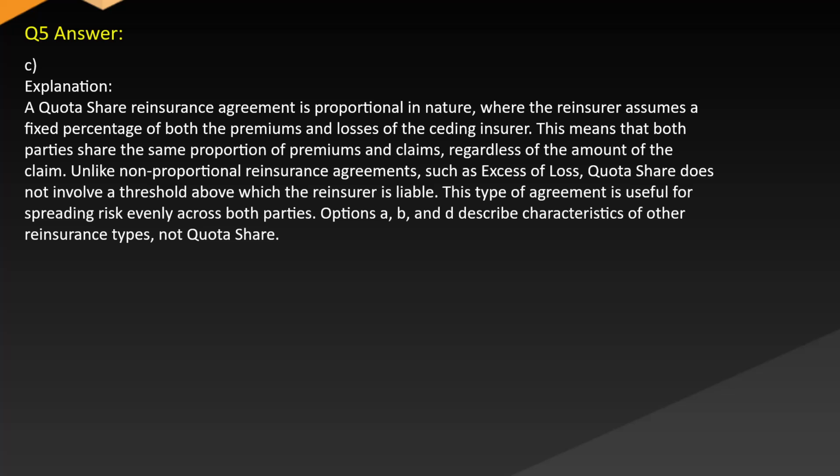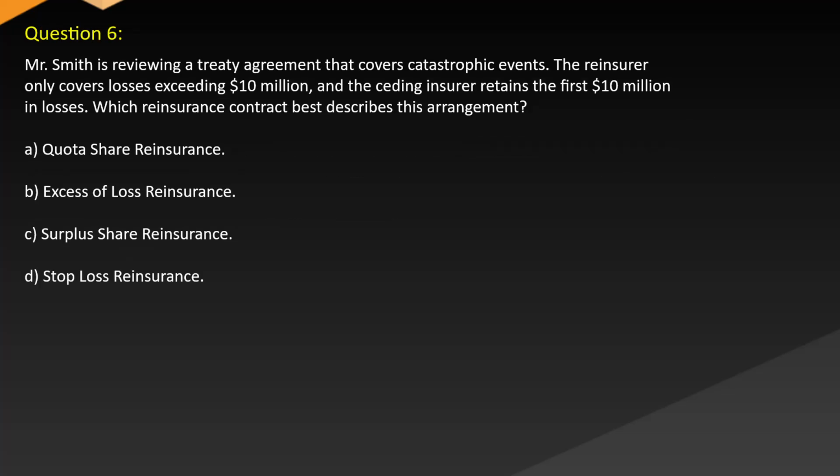Options A, B, and D describe characteristics of other reinsurance types, not quota share. Question 6. Mr. Smith is reviewing a treaty agreement that covers catastrophic events. The reinsurer only covers losses exceeding $10 million, and the ceding insurer retains the first $10 million in losses. Which reinsurance contract best describes this arrangement? A. Quota share reinsurance. B. Excess of loss reinsurance. C. Surplus share reinsurance. D. Stop loss reinsurance.